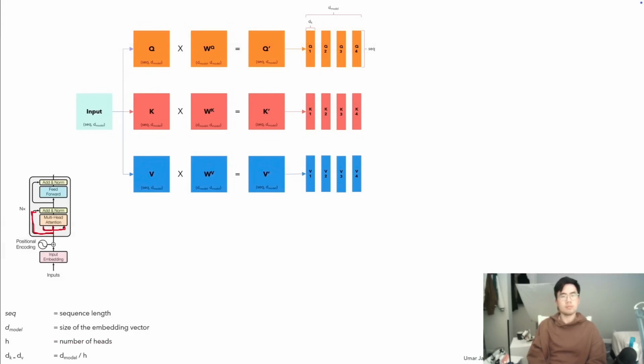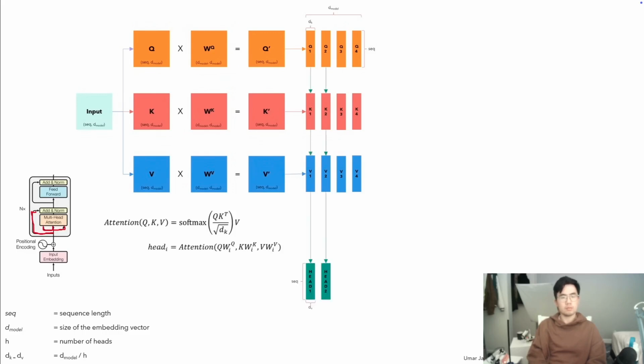We can calculate the attention between these smaller matrices, so Q1, K1, and V1, using the expressions taken from the paper. And this will result in small matrices called head 1, head 2, head 3, and head 4. The dimension of head 1 up to head 4 is dv. What is dv? It's basically equal to dk.